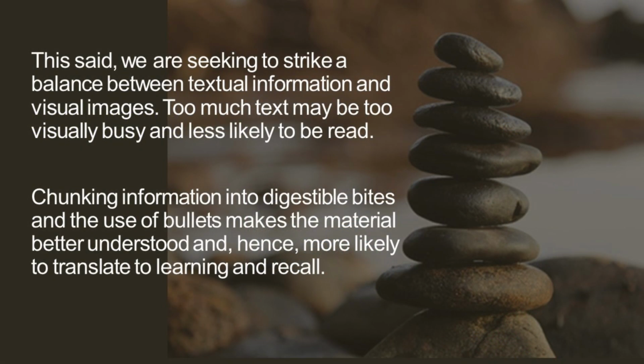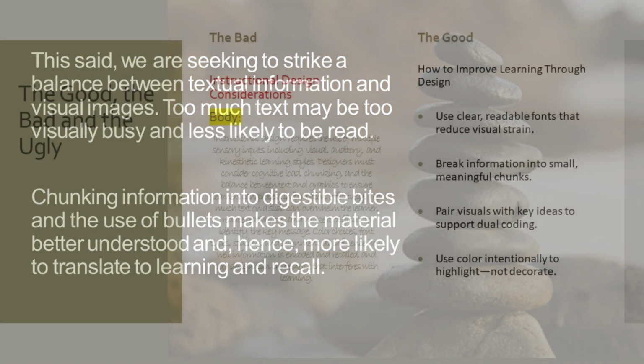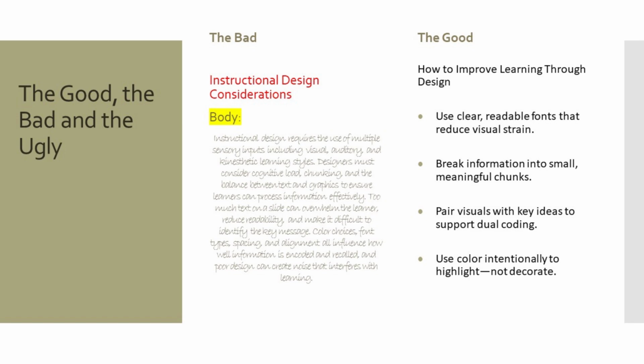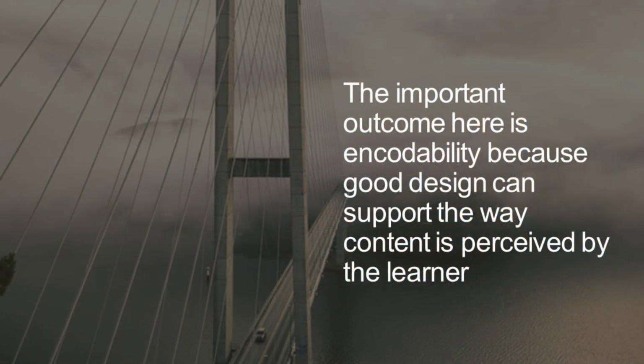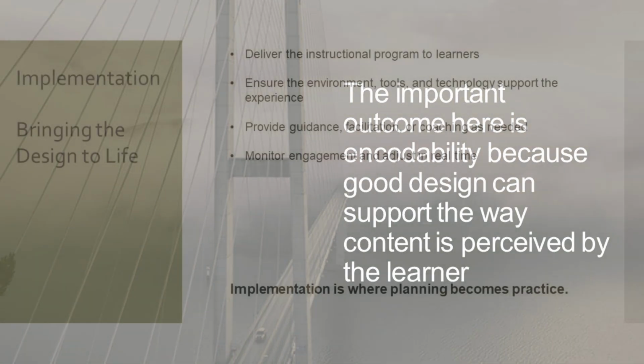This said, we're seeking to strike a balance between textual information and visual images. Too much text may be too visually busy and less likely to be read. Chunking information into digestible bytes and the use of bullets makes the material better understood and, hence, more likely to translate to learning and recall. Here is an example of poor communication and clear communication. Other important design elements include font, spacing, headings, bolding, italics, and the use of color. The important outcome here is encodability, because good design can support the way content is perceived by the learner.